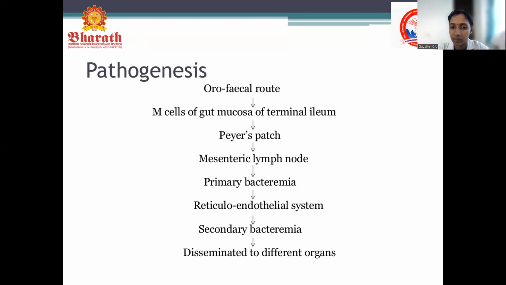From there, it spreads through the reticuloendothelial system to other organs, such as the liver, spleen, and the rest of the intestine, and spreads entirely to the blood, reaching secondary bacteremia. This is when all the systemic symptoms start happening. It is when the person presents with high-grade fever, vomiting, abdominal pain, and all those things. And it is disseminated to all the other different organs wherever it is supposed to lodge.